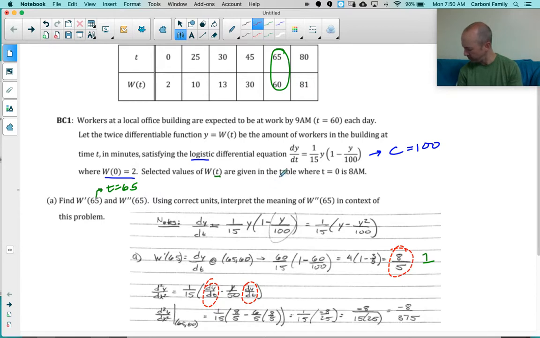And so as far as points on this, you got 2 points for finding the second derivative. So this right here was 2 points for getting your second derivative. If you forgot the chain rule, or if you chose to do the product rule, then you didn't get anything. And then you got 1 point for this value right here.